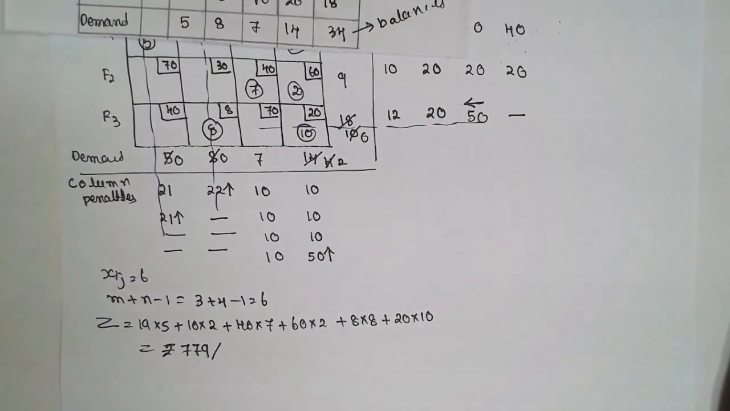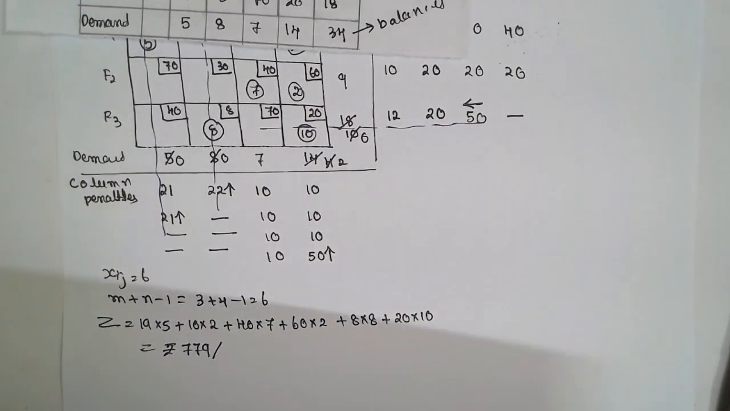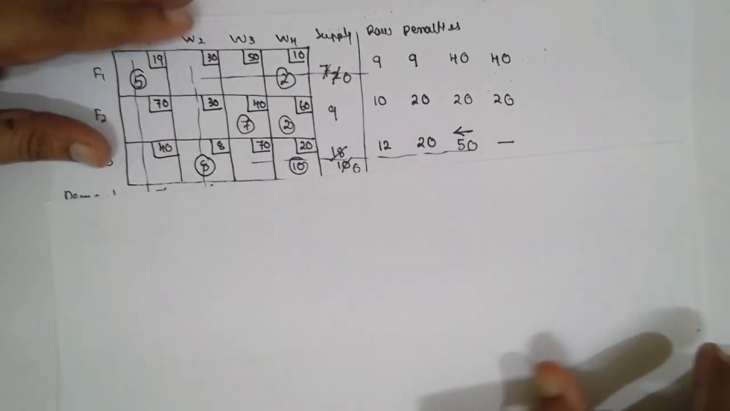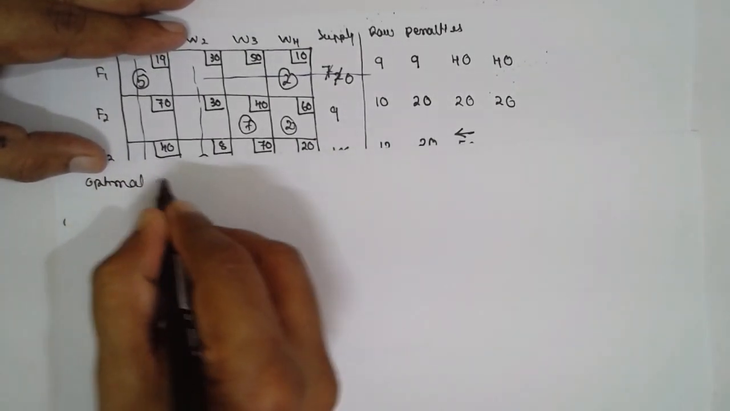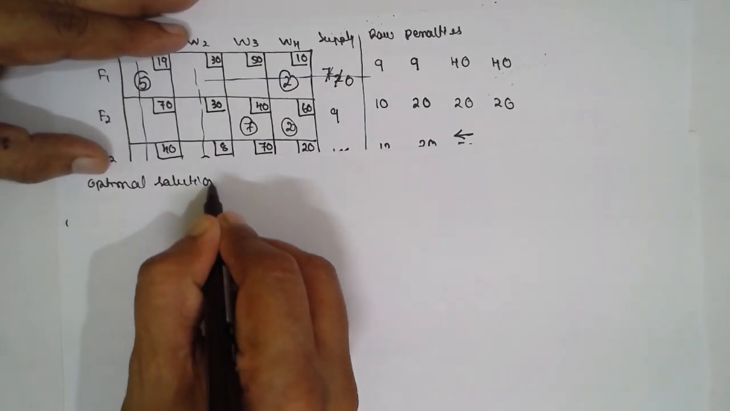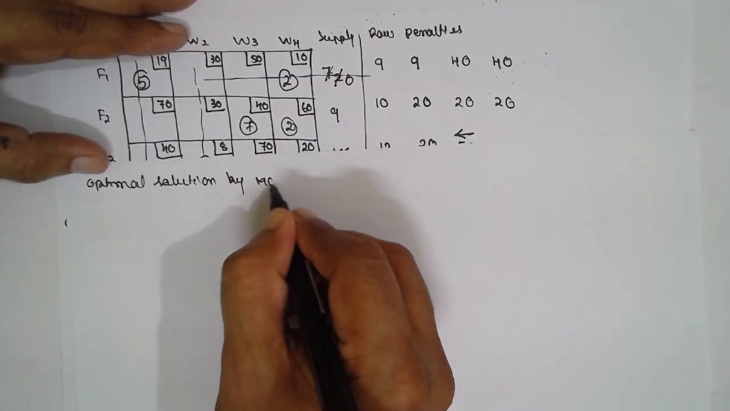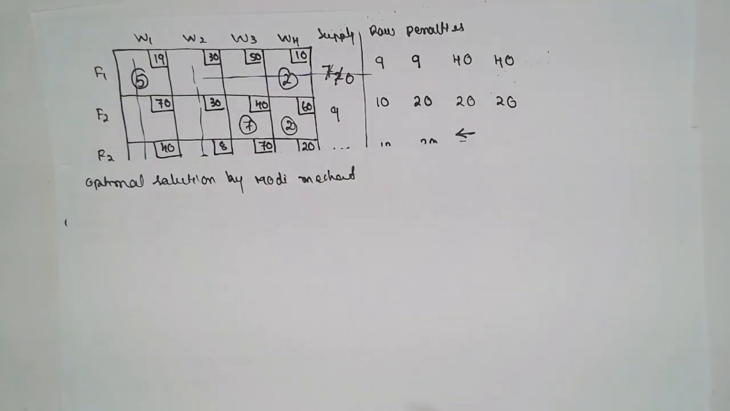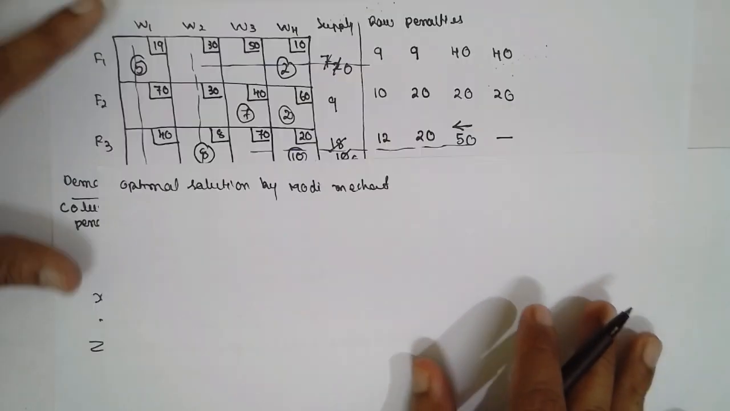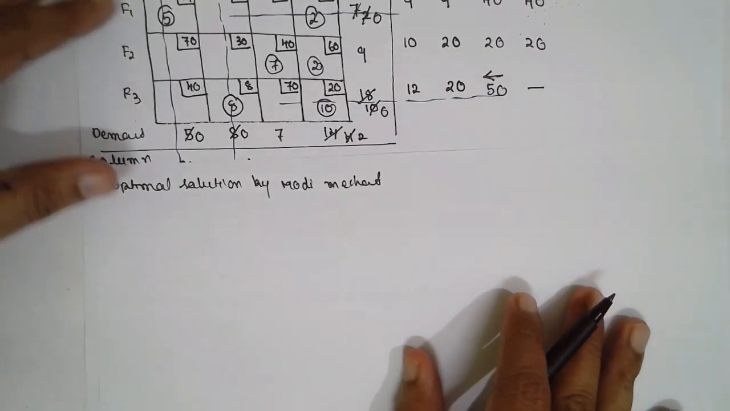Now we are going for the MODI method in order to optimize. Optimum solution by MODI method here. By using the MODI method, now see here, I have to use this same box here.